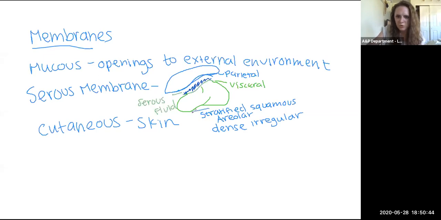Okay, know this order of your skin. Know that the top on the outside is your stratified squamous. Right under that, you have areolar. And then down at that basement where all of this is going to connect is that dense irregular connective tissue.